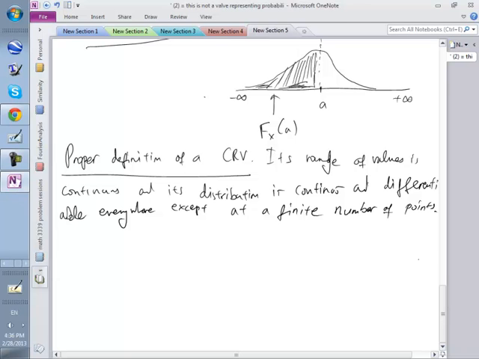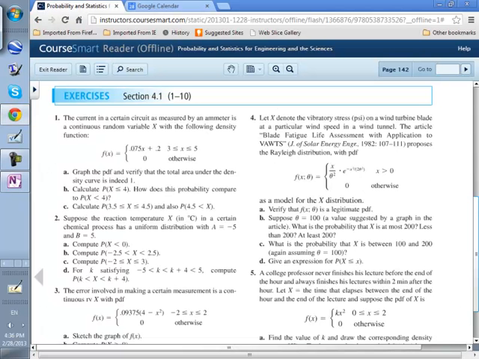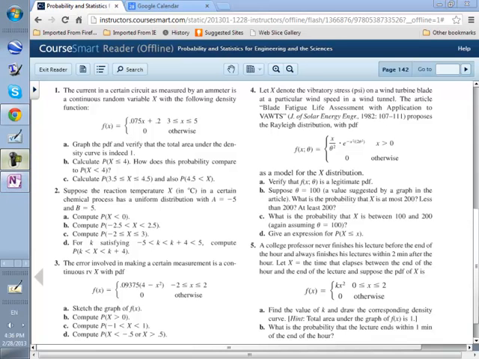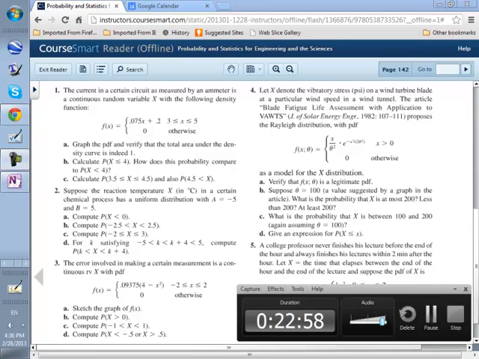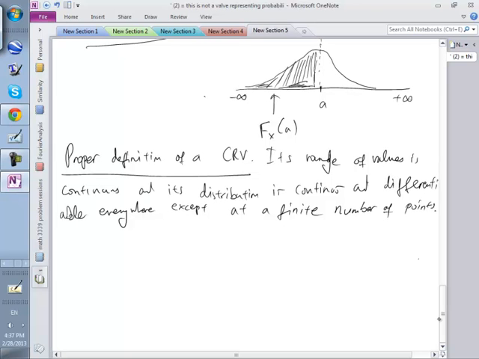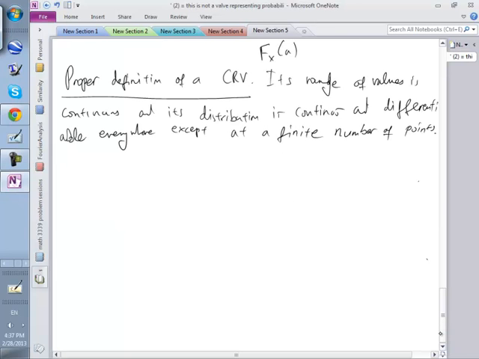Okay, now let's look at some examples. Differentiable at a finite number of points. Well, let's do an example and we will see that. The example will illustrate this immediately. Let's go back to our x, which is uniform in the interval 0 to 1. So the density function has already been shown.